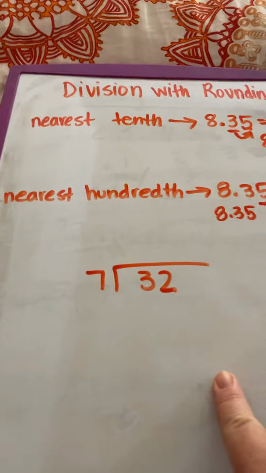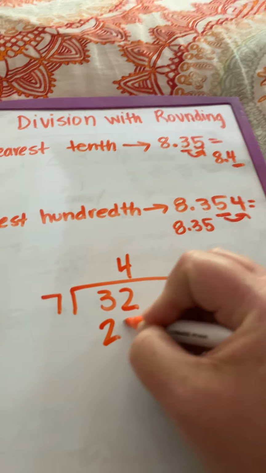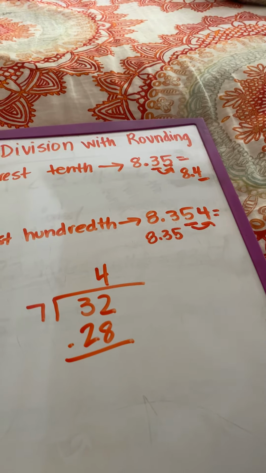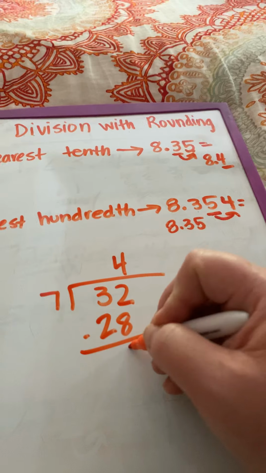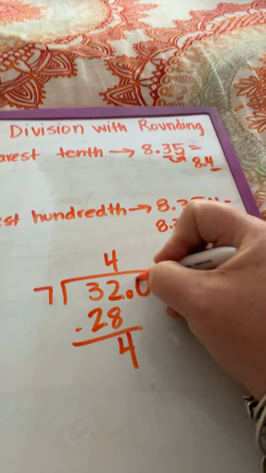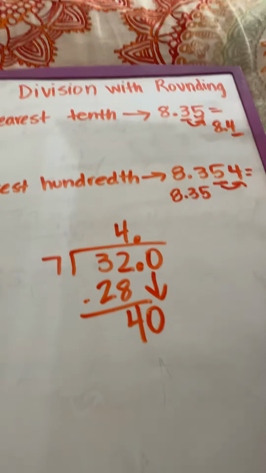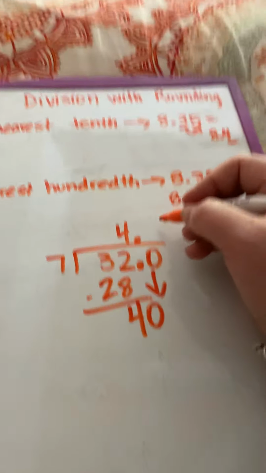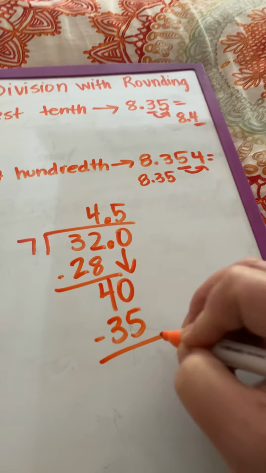So I got to get the quotient. 7 goes into 32 4 times, 28. 28, 29, 30, 31, 32. So that is a 4. All right. Can't have a remainder, so I got to add a decimal and a 0. Bring it up. Bring down this. 7 goes into 40. 7 times 6 is 42. 7 times 5 is 35.